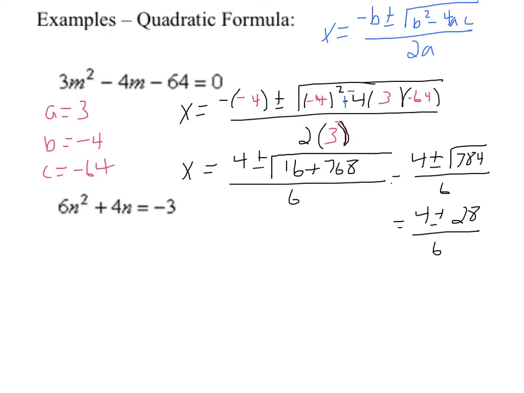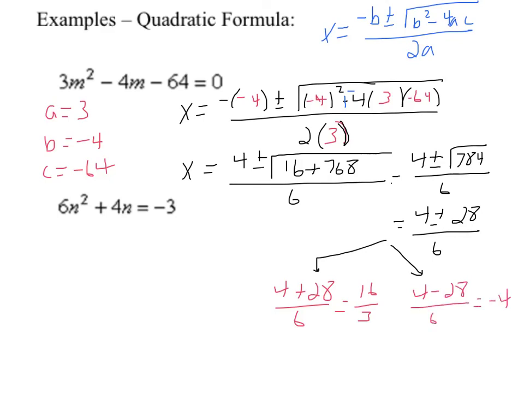So this represents two answers. It represents 4 plus 28 over 6, which is equal to 16/3, and also equals 4 minus 28 over 6, which equals a negative 4. So two solutions, which we know we normally have with quadratics.